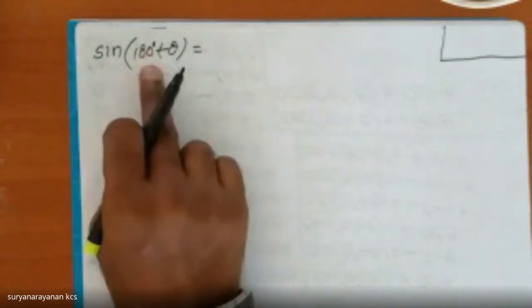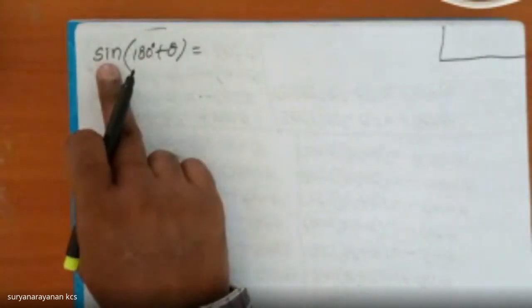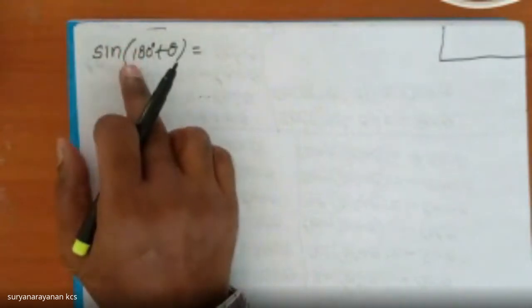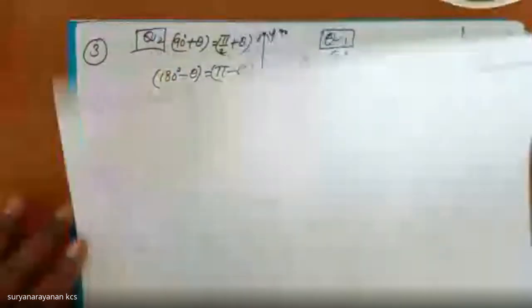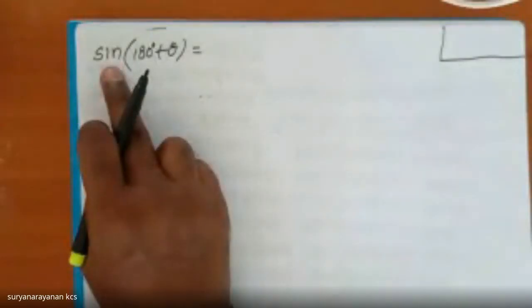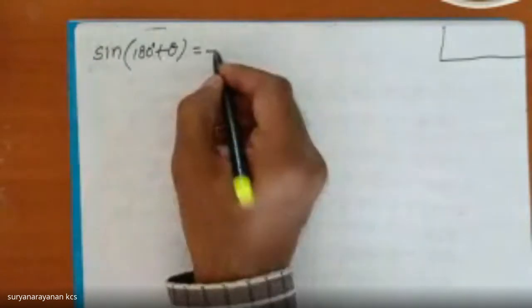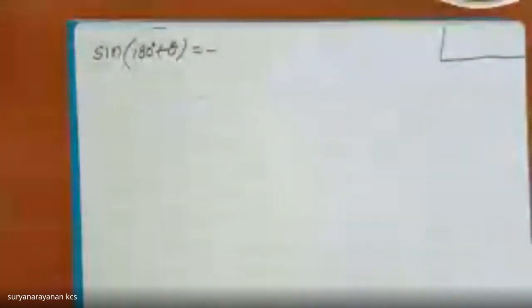In the third quadrant, is sine positive or negative? Given trigonometric function is sine. Yes, very good. Negative. After that, does the function change to cos, or does it not change here?